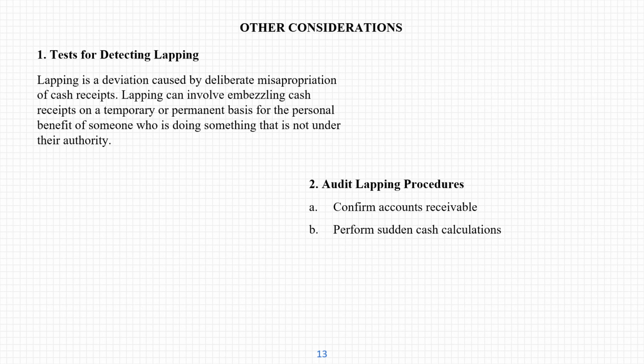Next, other consideration. Number one, test for detecting lapping. Lapping is a deviation caused by deliberate misappropriation of cash receipts. Number two, audit lapping procedure. A. Confirm accounts receivable. B. Perform sudden cash calculation.